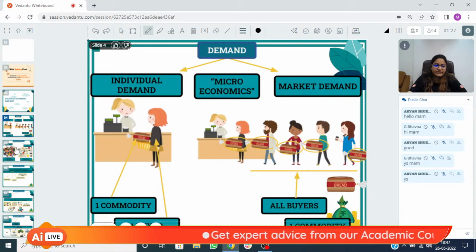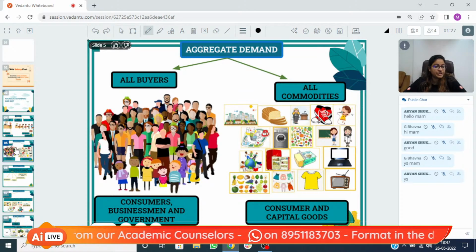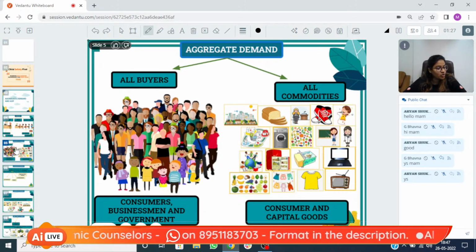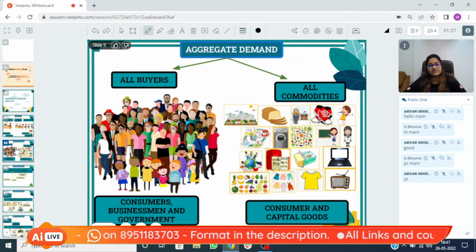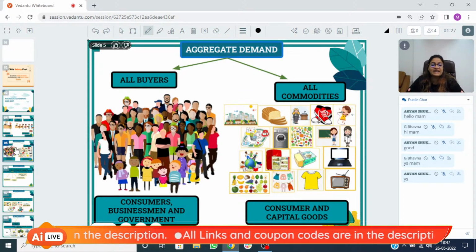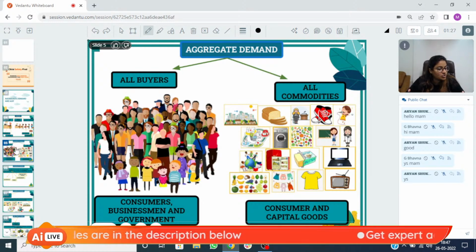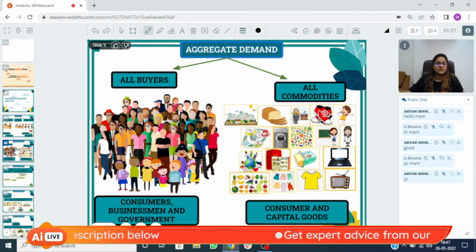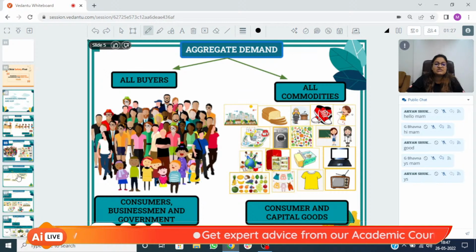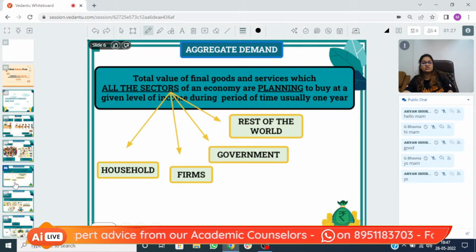In macroeconomics, we have something called aggregate demand. Aggregate demand takes into consideration all the buyers of all the commodities. All the buyers include consumers, businessmen, and government. All the commodities include consumer as well as capital goods. Yes, everybody. चलो आगे बढ़े हैं. Now, what is the definition of aggregate demand? It is the total value of final goods and services.